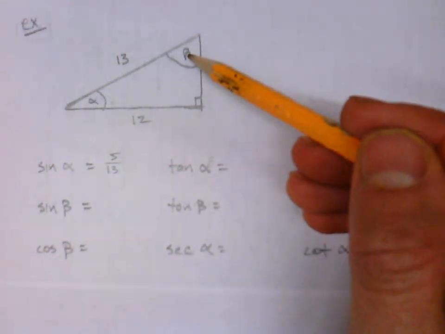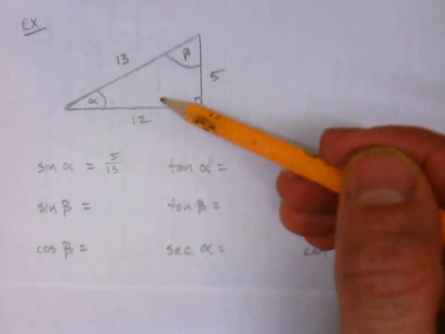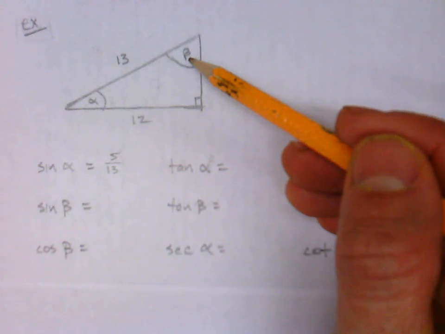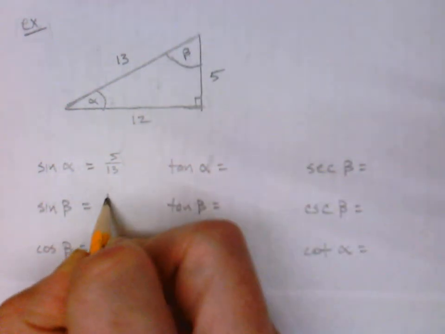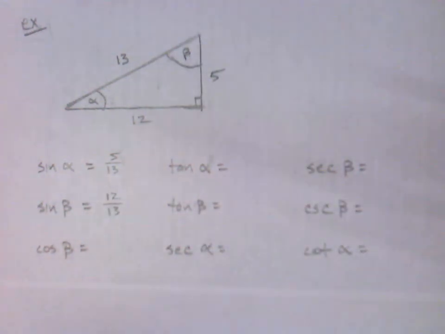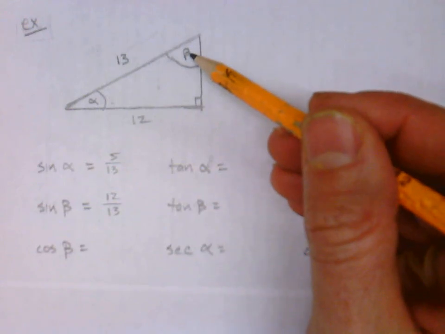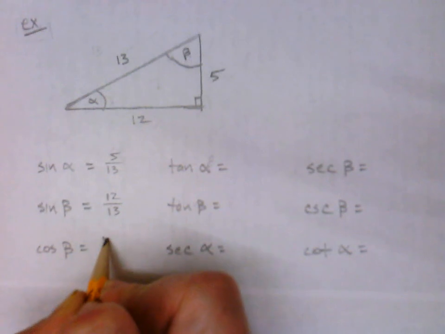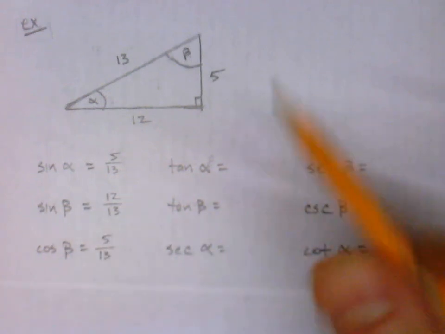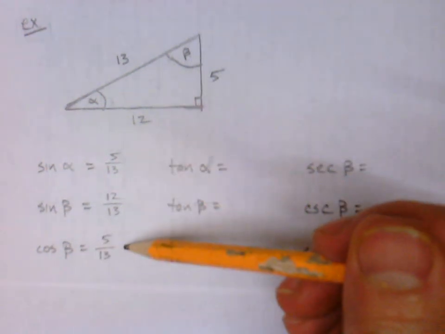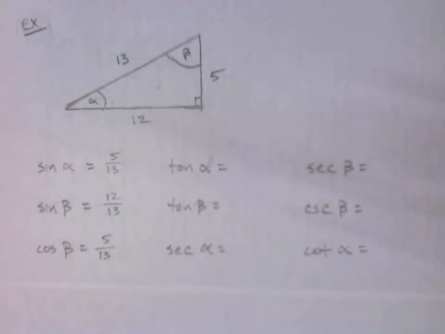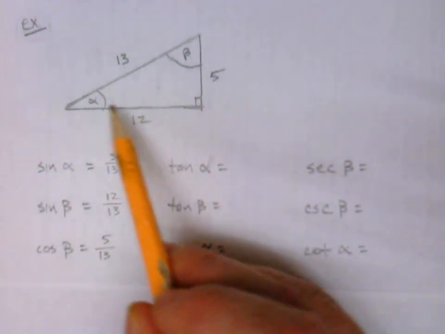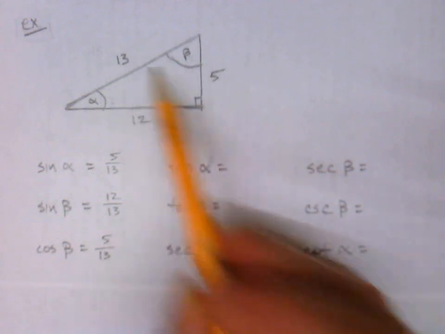The sine of beta. Okay, so if we're thinking this angle, we'll still think opposite over hypotenuse. The sine of beta, 12 over 13. All right, how about the cosine of beta? Cosine is adjacent over hypotenuse, 5 over 13. And you notice the sine of alpha is the same as the cosine of beta, just the way that they kind of crisscross, the way you're, opposite, adjacent, right?